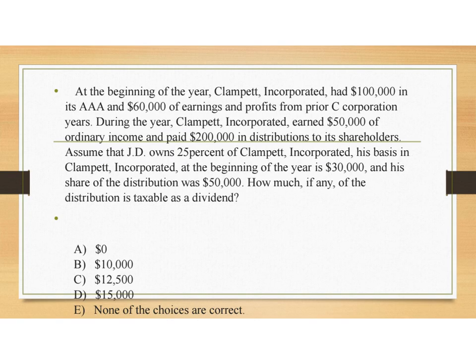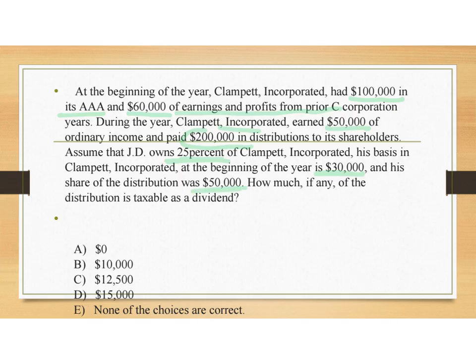All right, so now we have a problem that has a AAA account and earnings and profits. All right, so let's talk about what we've got. So at the beginning of the year, Clampett Incorporated had $100,000 in its AAA account and $60,000 of earnings and profits. Okay, during the year, they earned $50,000 of ordinary income and paid $200,000 in distributions to its shareholders. JD owns 25% of Clampett. His basis at the beginning of the year is $30,000, and his share of the distribution was $50,000.